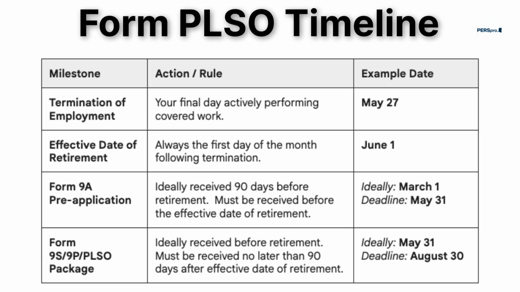If you miss this 90-day window, your application becomes completely null and void, and you will have to restart the entire application process, resulting in a new delayed effective date of retirement. Let's now look at the actual form, starting with Section 1, Applicant Information.